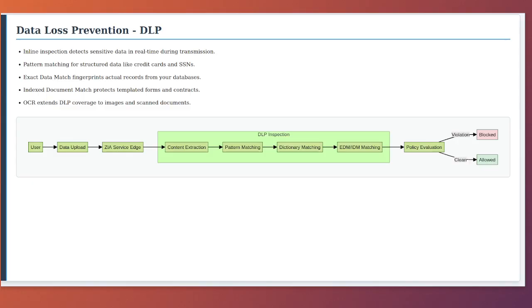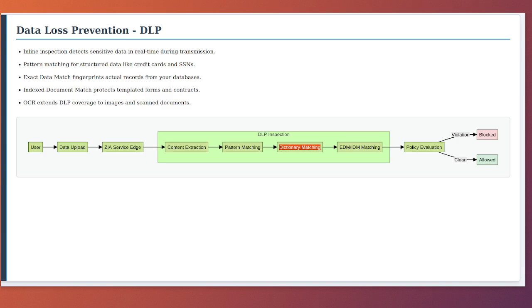Pattern matching identifies structured data like credit card numbers, social security numbers, and phone numbers using regular expressions and algorithms that validate the data format. Dictionary matching looks for keywords and phrases that indicate sensitive content, such as confidential, proprietary, or specific project code names.